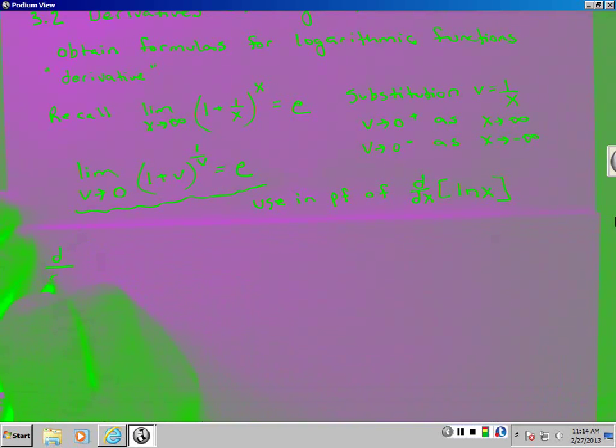The only way we know how to show something is by the definition, right? So we would take the limit as h goes to 0 of ln of x plus h minus ln of x, over h. That's the definition of the derivative. Now I want to clean it up.